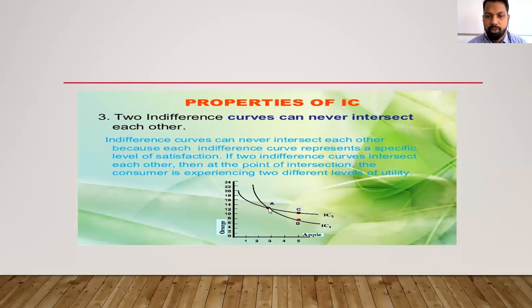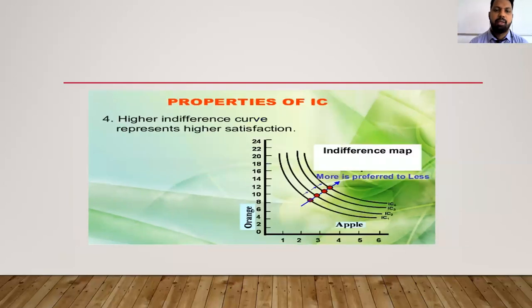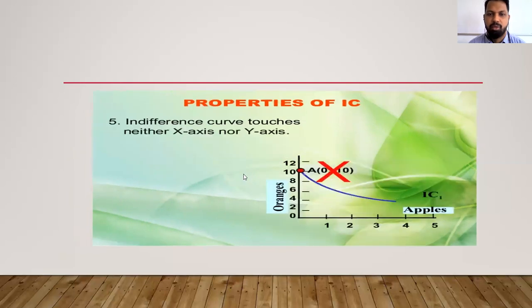But at point A, you are getting the same level of satisfaction for different indifference curves, so it is against the principle of the indifference curve. So two indifference curves can never intersect each other. Then another property is that a higher indifference curve always shows a higher level of satisfaction. If the indifference curve is farther from the origin, it shows a higher level of satisfaction. If it is closer to the origin, it shows a lower level of satisfaction.